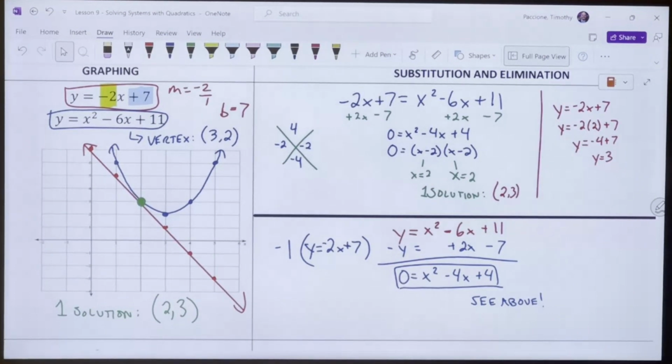Are we going to have to solve with both substitution? You'll get your choice on the test.